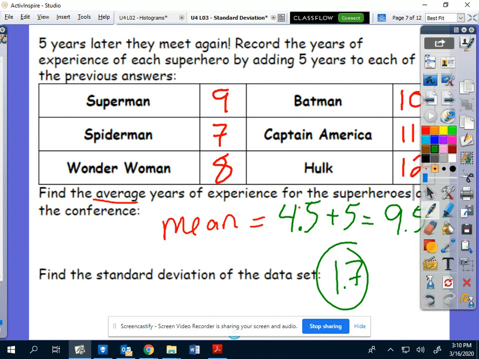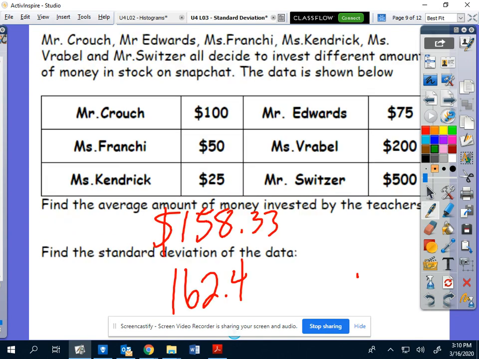So let's use that same idea, but we're gonna take it a step further. We're investing some money into Snapchat. So we have a couple different folks, myself, Miss Frankie, Mr. Edwards, Miss Rabel, Mr. Switzer, Miss Kendrick, and we all invested some money into Snapchat. So here's how much we invested: 100, 50, 25. Mr. Switzer's got the money, so he invested $500.